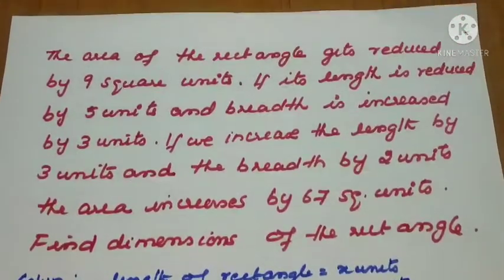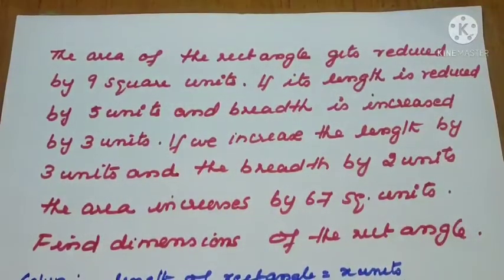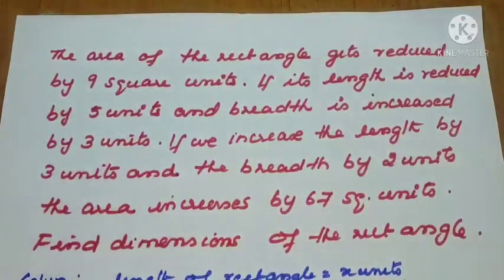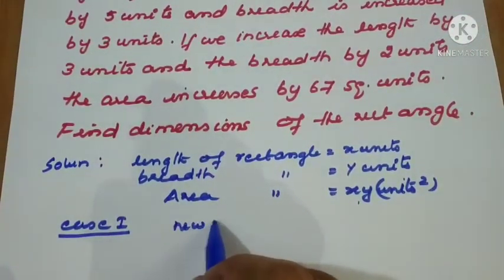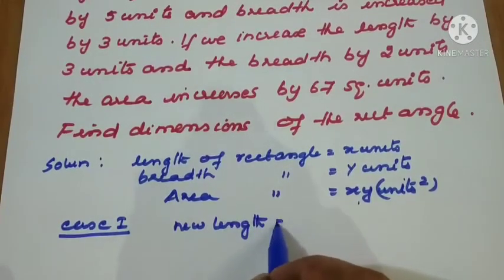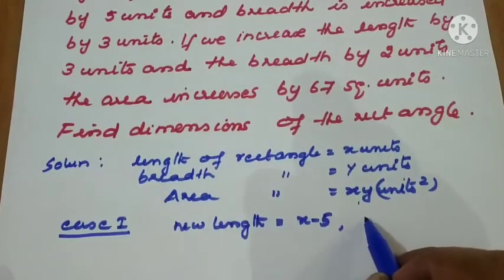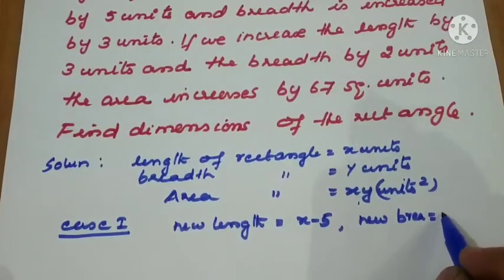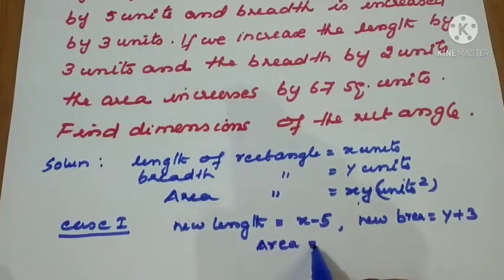Now what is the first sentence? Area of the rectangle gets reduced by 9 square units. Means xy is reduced by 9 if the length is reduced by 5 and breadth is increased by 3. So case 1. What is the case 1? In case 1, new length is reduced by 5, so x minus 5, and new breadth equal to increased by 3 units, so y plus 3. Area is reduced by 9.